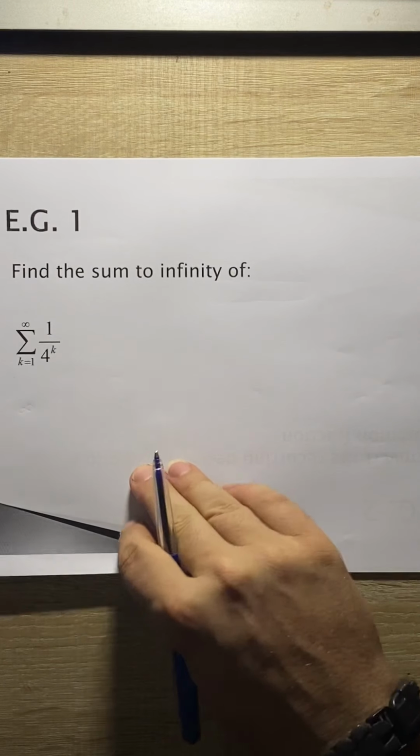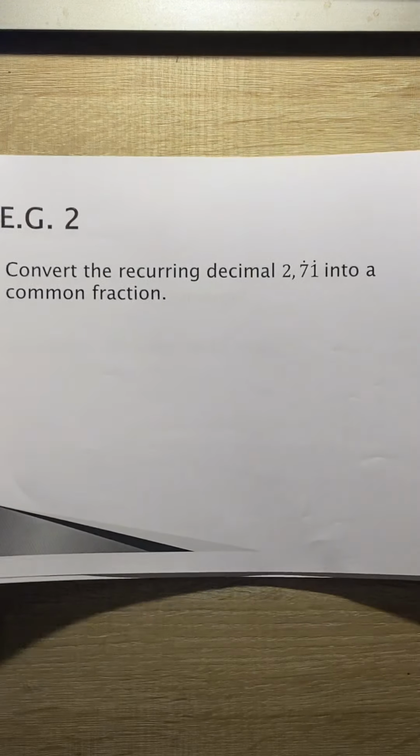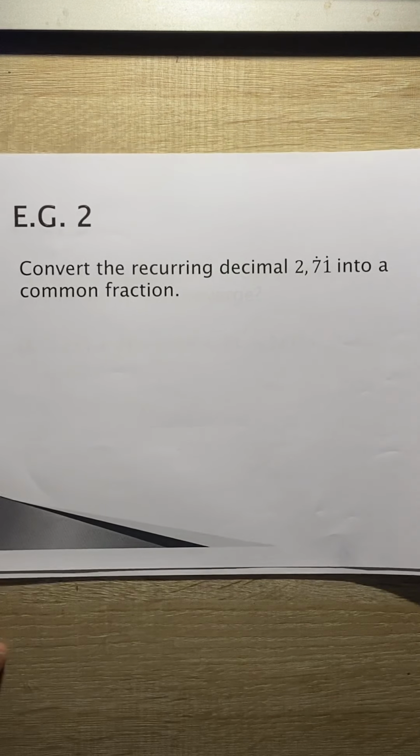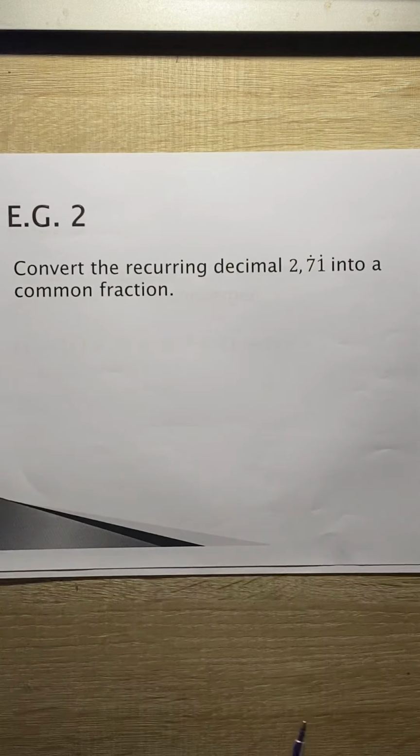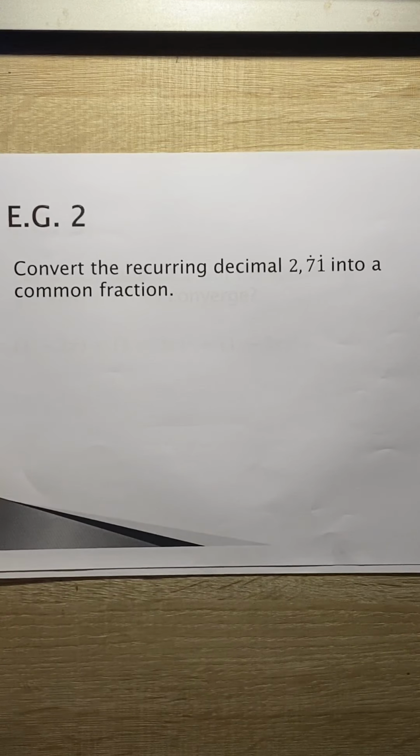Okay, let's have a look at the next example. Sorry, upside down there. Okay, so example 2. Convert the recurring decimal 2.717171 into a common fraction.